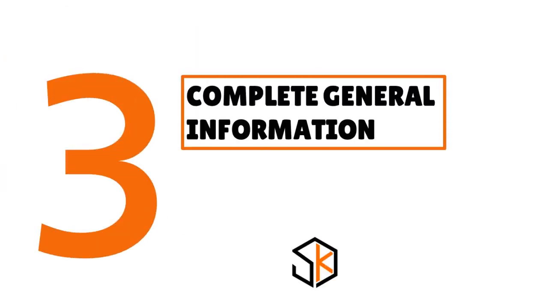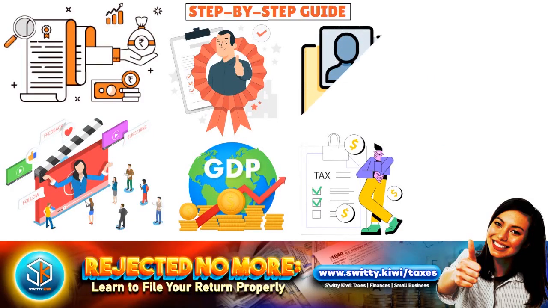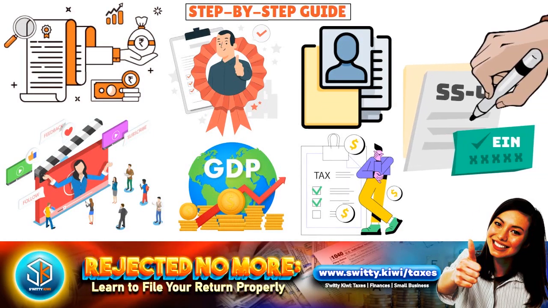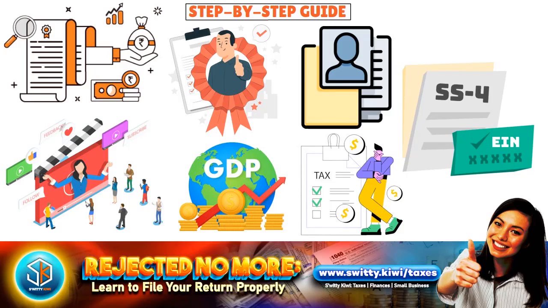And so you want to complete the general information. General information is pretty straightforward. We are speaking here about your name, first name, last name, your social, your employer identification number, and any other basic information that can help the IRS validate your claim.